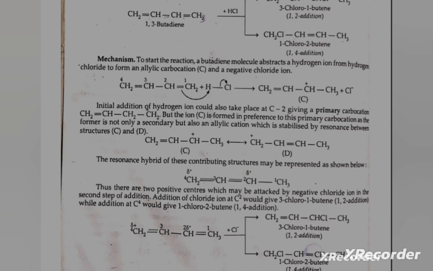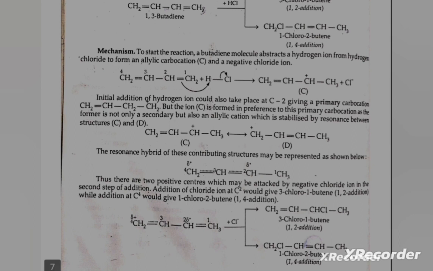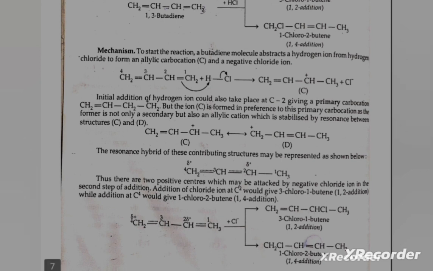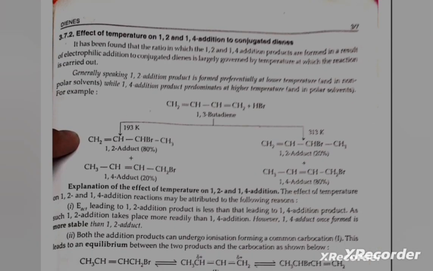Thus, there are two positive centers which may be attacked by the negative chloride ion in the second step of addition. Addition of chloride ion at C2 would give 3-chloro-1-butene, while addition at C4 would give 1-chloro-2-butene.